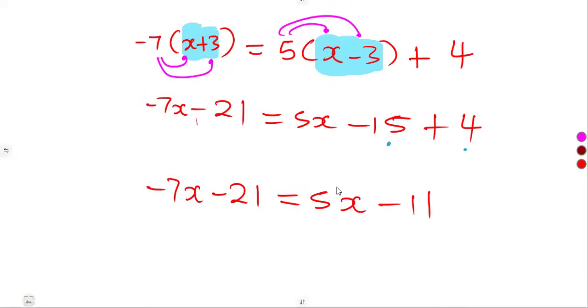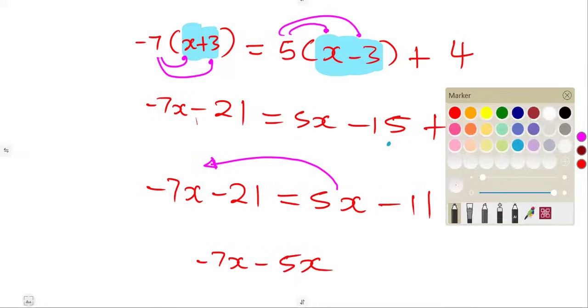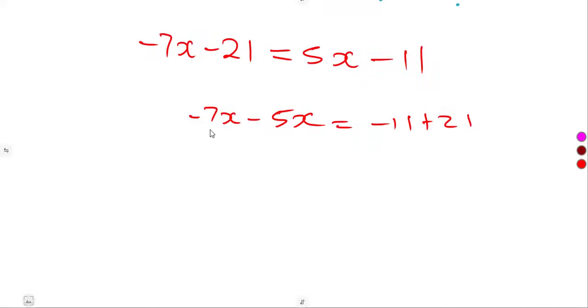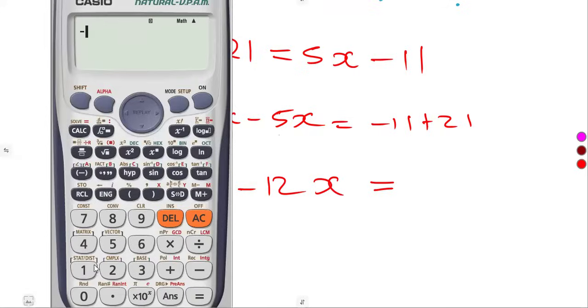Remember, collecting like terms. You can take the 5x to the left-hand side. It will be negative there. Negative 7x, negative 5x. We can also do the same on the negative 21. The negative 21, we take it to the other side. So it's going to be what? A positive 21 there. So that will be negative 11 plus 21. Cross the equal sign, it changes the sign. So let us combine these. Negative 7, negative 5, that is negative 12, which is equal to negative 11 plus 21. You can even use your calculator. Negative 11 plus 21, that's a 10.